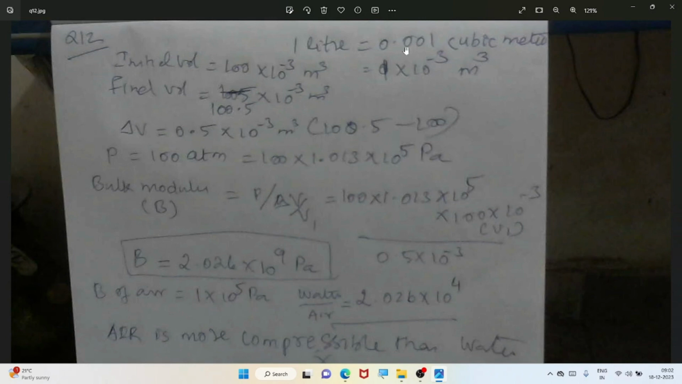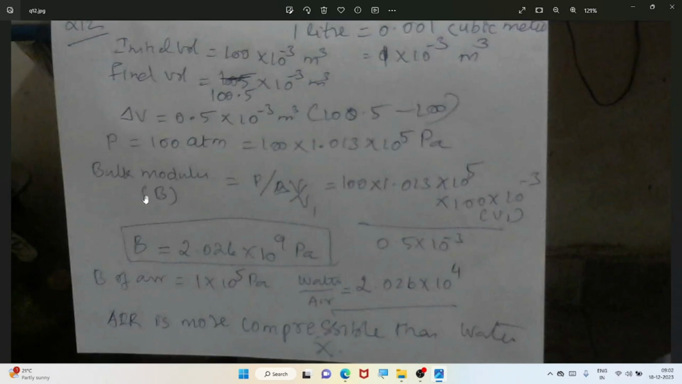1 liter equal to 0.001 cubic meter, that is 1 into 10 power minus 3 meter cube. This is 1 liter equal to this many cubic meters. Pressure, atm to Pascal they are converting. Bulk modulus equal to pressure by change in volume, delta V by V. This is the change in volume, so the original volume V will go up. Okay, this is the bulk modulus. Bulk modulus of air is this much. So air is more compressible than the water.